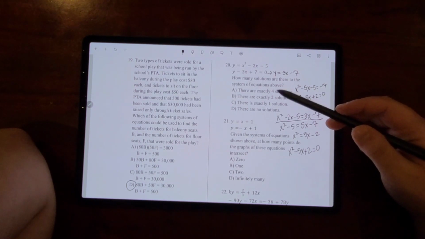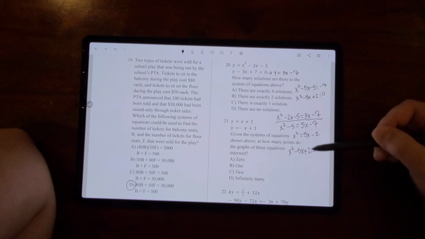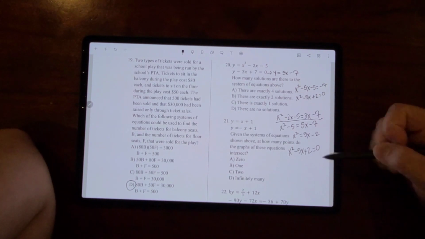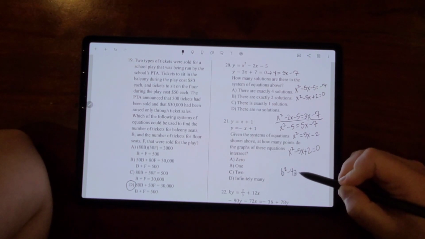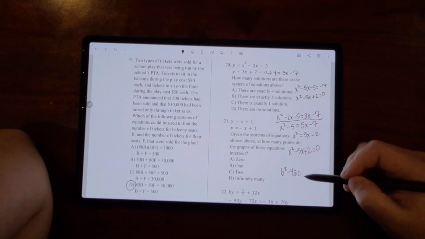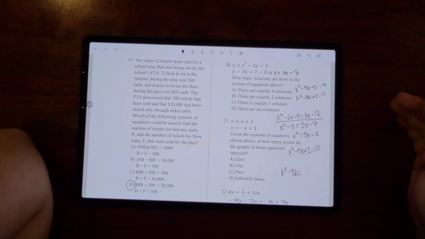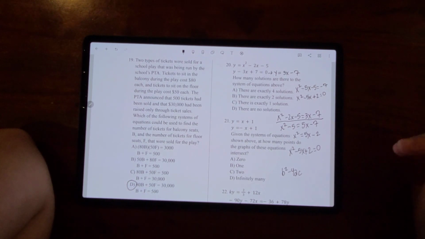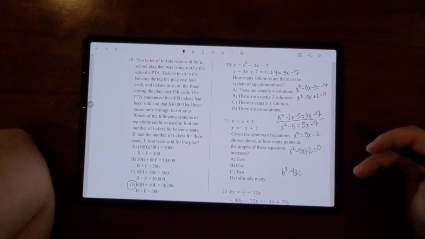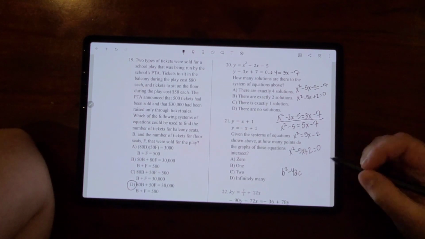But again, we're not looking for the exact solution, just the number of solutions, and it's easier to just use the discriminant formula right now. So remember, the discriminant formula is b squared minus 4ac. We figure out what a, b, and c are, plug it in, and then if it's positive, it's going to have 2 solutions. If it's negative, it's going to have 0 solutions. If it's equal to 0, it's going to have 1 solution.